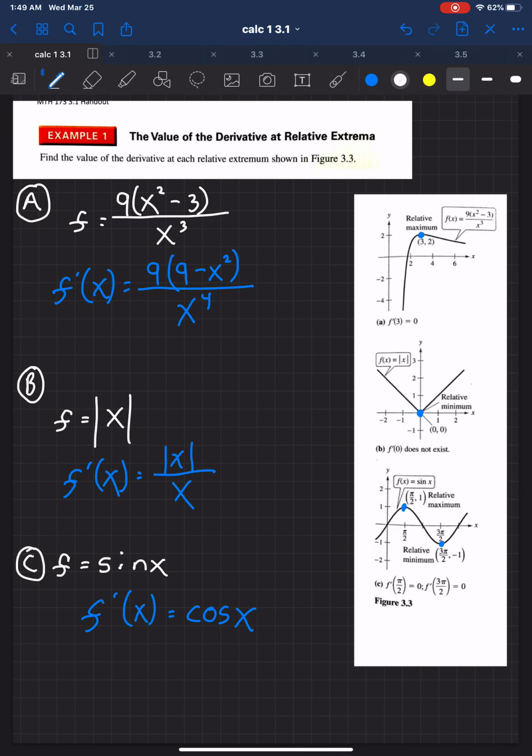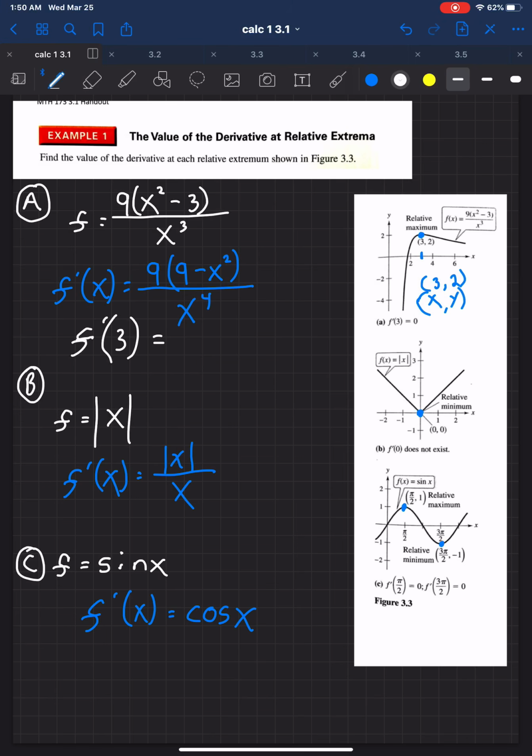But our question was, in this case, we're given the graph, and we can see that there's a relative max at the point 3, 2. So the x value is 3, the y value is 2. Now, what we want to do is evaluate the derivative at that point. Does that make sense to you? So in other words, x is 3. We want to see what this derivative looks like when you plug in a 3.